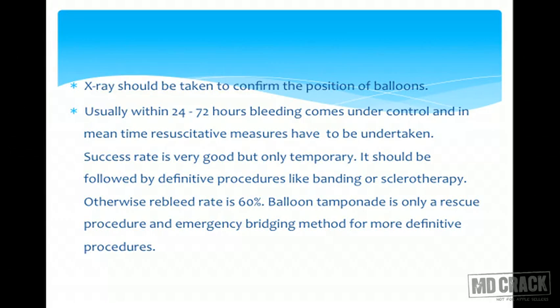Usually 24 to 72 hours are required for bleeding to come under control. And in the meantime, resuscitative measures are taken. Success rate is good but only temporary. It should be followed by definitive procedures like banding and sclerotherapy. Rate of rebleed is 60%. Balloon tamponade is only a rescue procedure.